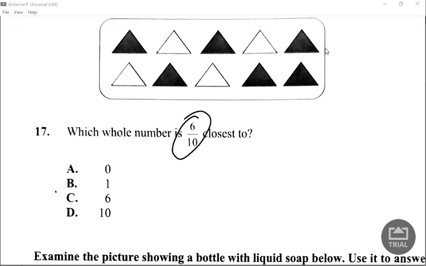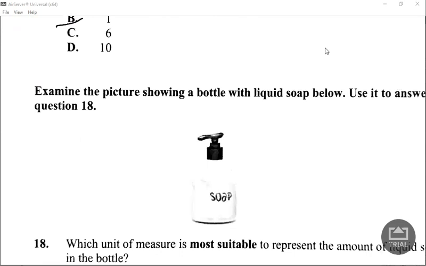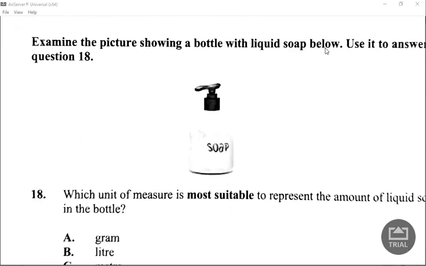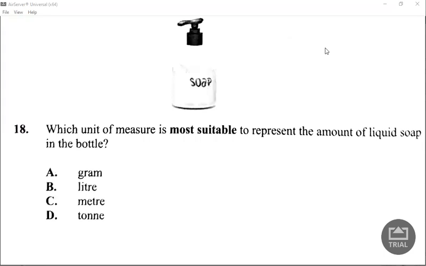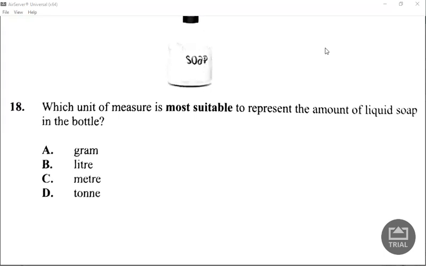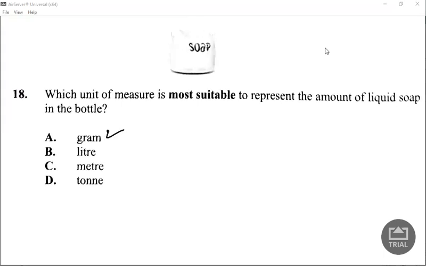All right, number 18 says, examine the picture showing a bottle with liquid soap below. Use it to answer question 18. Which unit of measure is most suitable to represent the amount of liquid soap? Gram has to do with weight, so it would be liter. It couldn't be meter, that's length. Ton has to do with weight also. So our correct answer is liter.